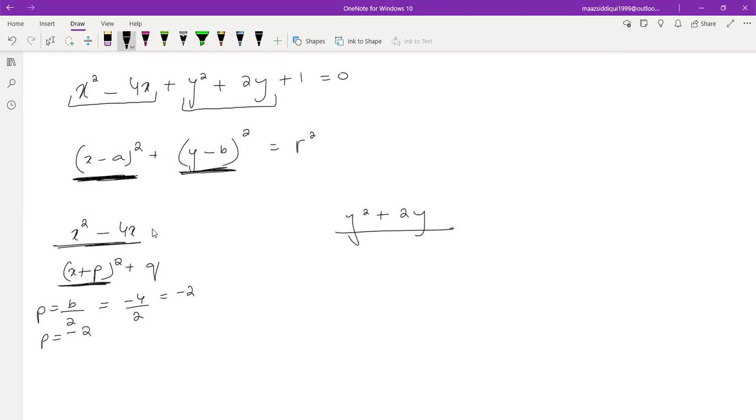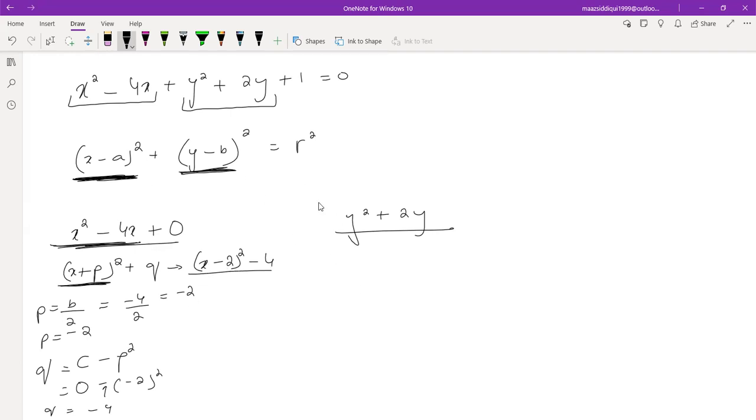By the way, if there is nothing given after 4x, this means the constant is 0, c is 0. Then q is equals to c minus p squared. c is 0, minus, what was our p? Minus 2 squared. Minus 2 squared is 4, being multiplied by the minus outside, we are getting q as minus 4. So this part is coming as x, now p is minus 2, so x minus 2 whole square, and q is minus 4.